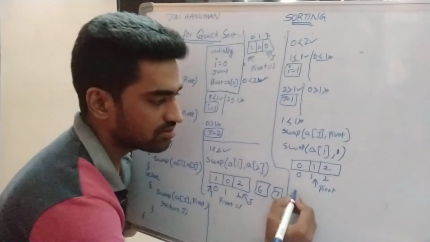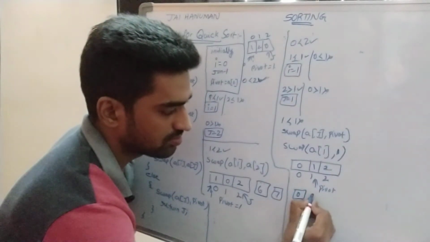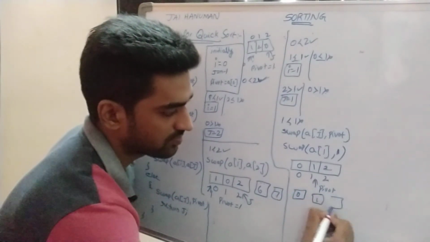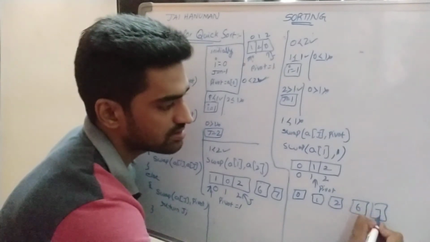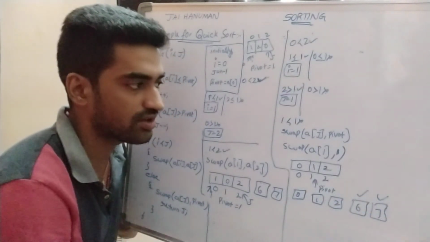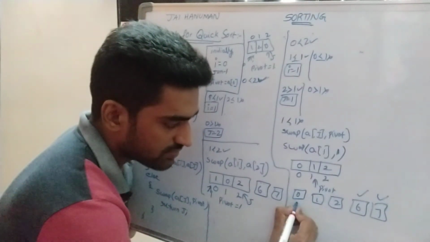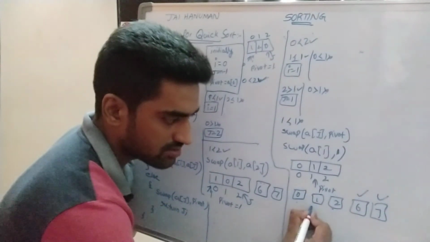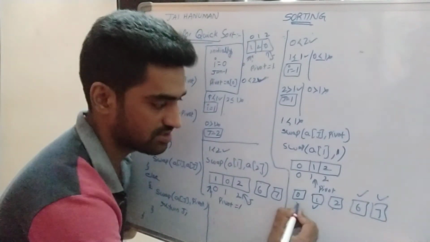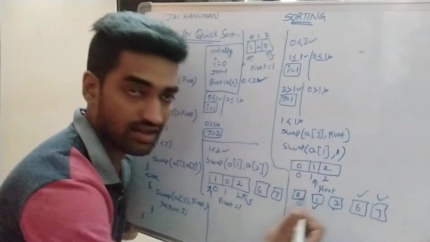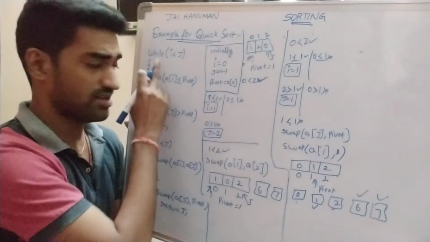So once the pivot position has been changed, this can be divided into two sub-arrays, that is 0, 1, 2. 6, 7 is already sorted now. So here this is the left subarray, this is the right subarray, right? So this element is already sorted. Why? Because the pivot position has been changed. For these two subarrays, we are applying the procedure recursively.